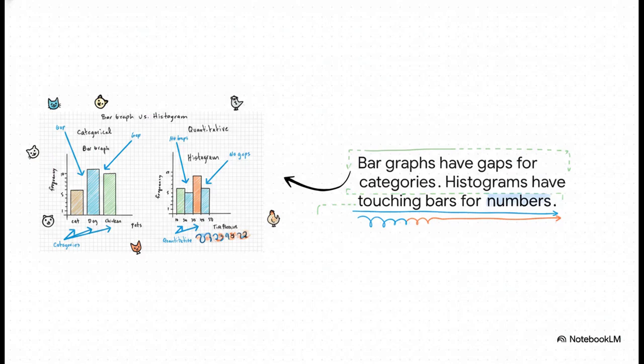This comparison makes it absolutely clear. On the left, the bar graph has distinct categories on the bottom. On the right, the histogram has a continuous number line. That's the key difference right there. Numbers versus labels, touching bars versus gaps.